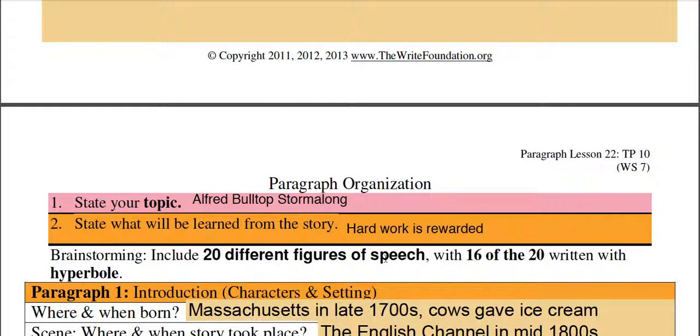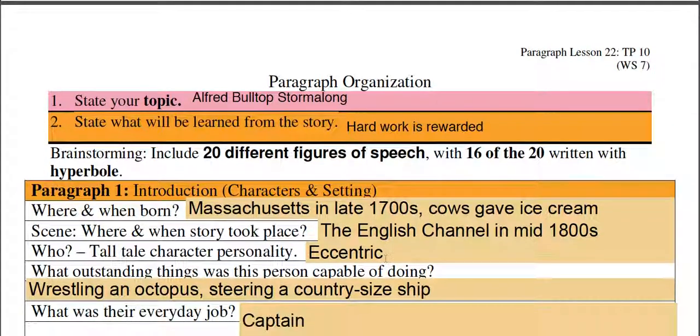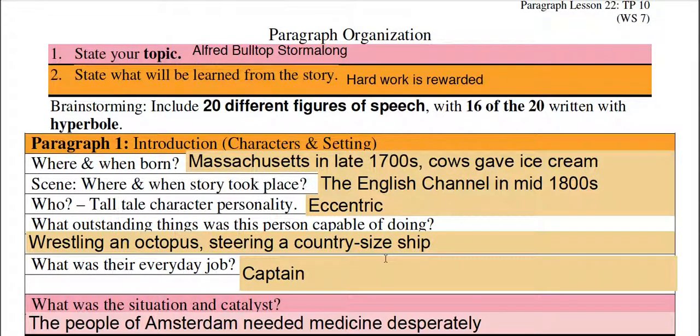Remember your figures of speech. When you come into class after spring break, you will have to write out all 20 figures of speech and identify which ones are hyperbole. And I've given you some different ones even in the brainstorming, but you will have to figure out all 20 figures of speech. All right, introduction, characters, and setting.